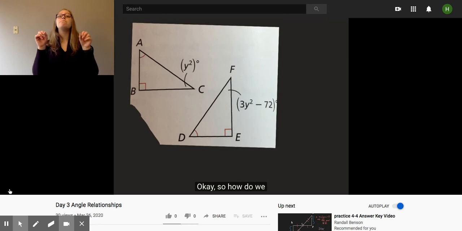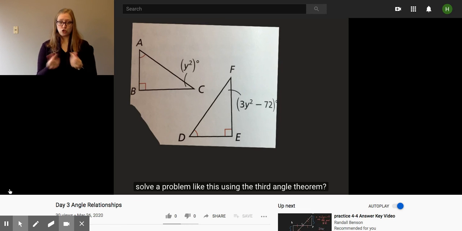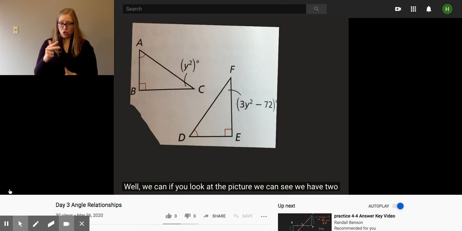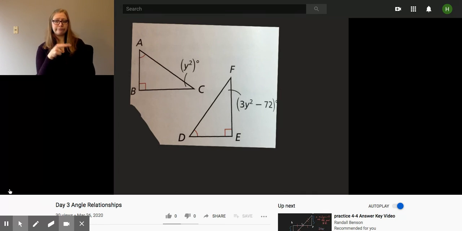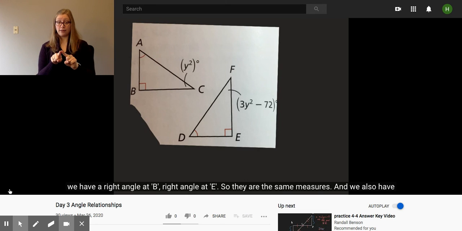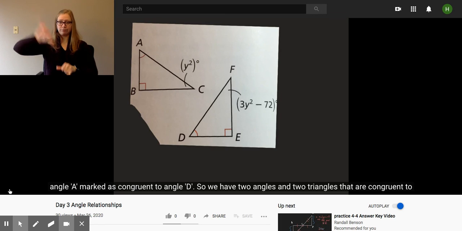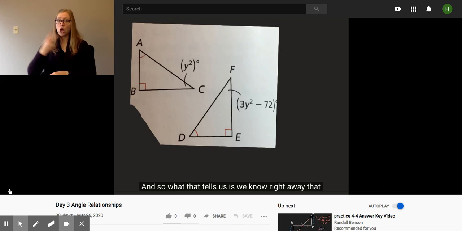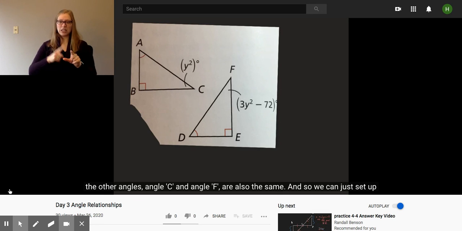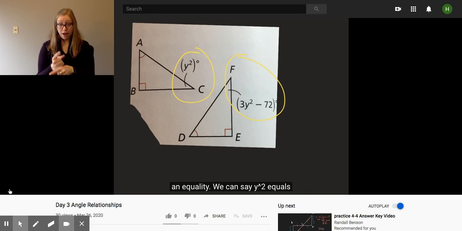Okay, so how do we solve a problem like this using the third angle theorem? Well, if we look at the picture, we can see we have two right triangles, and we have a right angle at B, a right angle at E, so they are the same measures. And we also have angle A marked as congruent to angle D. So we have two angles in two triangles that are congruent to each other. And so what that tells us is we know right away that the other angles, angle C and angle F, are also the same. And so we can just set up an equality.